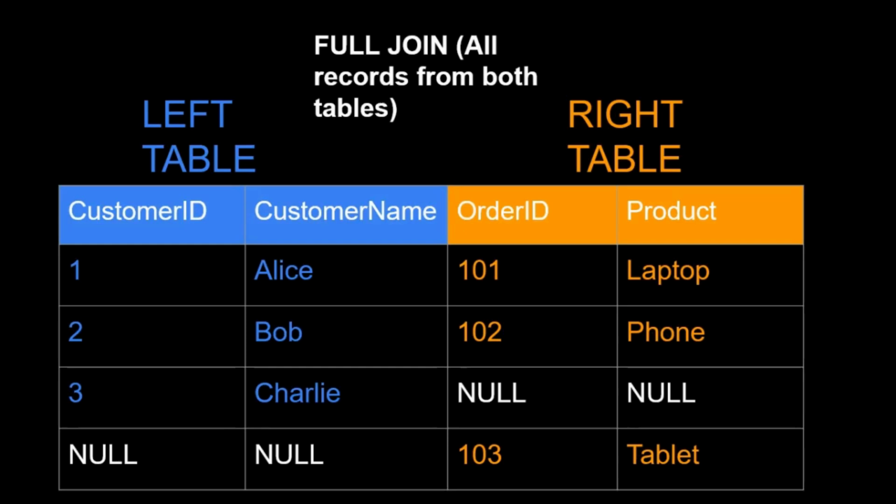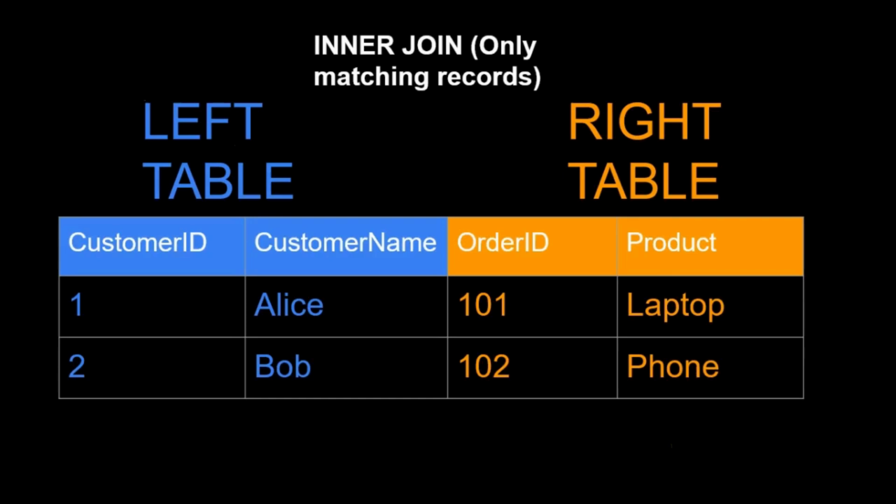Here I have the result of a full join. You want to use a full join when you want to see all the records from both tables. To better understand this, let's quickly review the inner join. The inner join filters out any information that does not have a corresponding value in the other table.